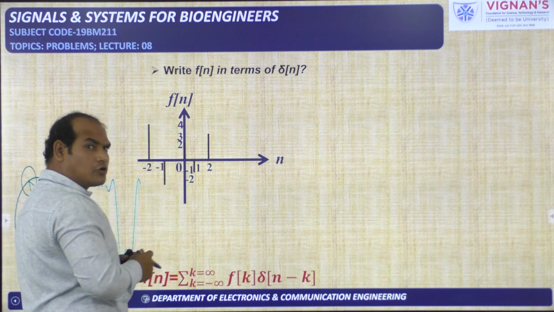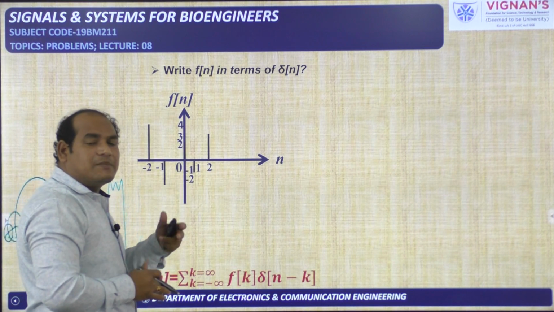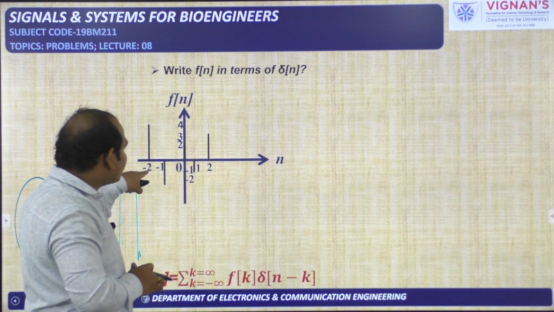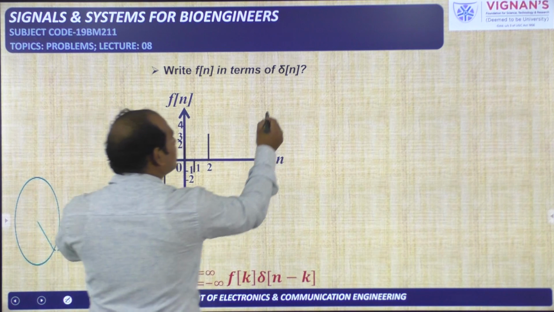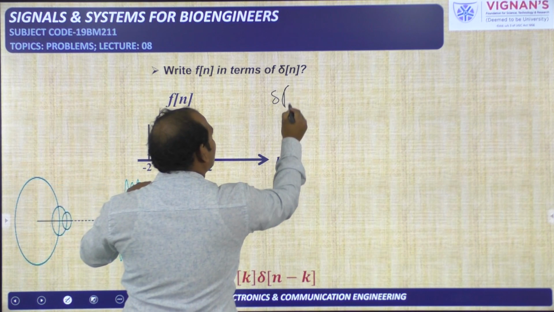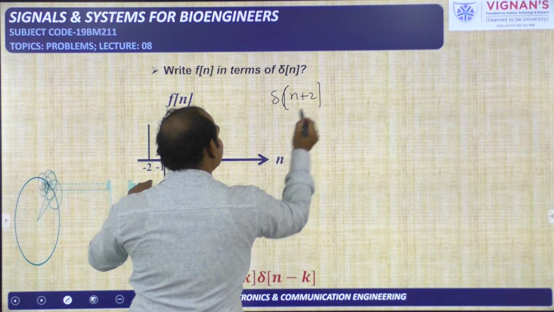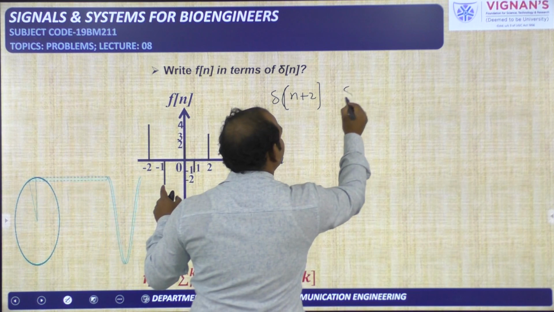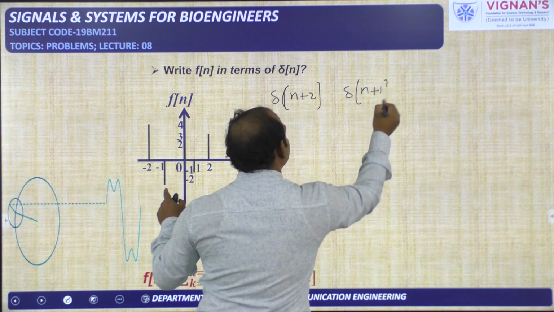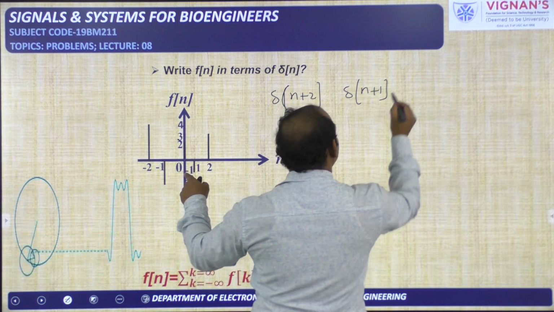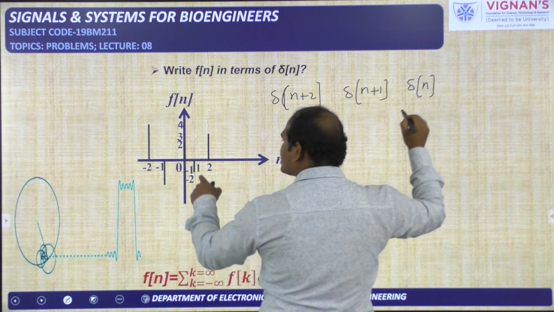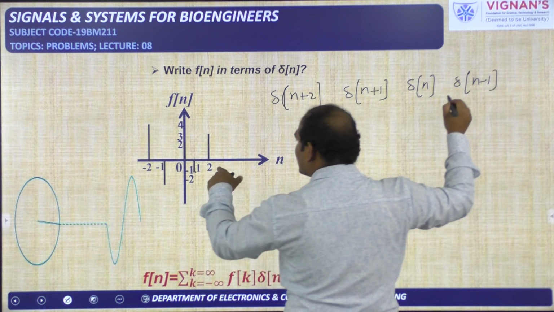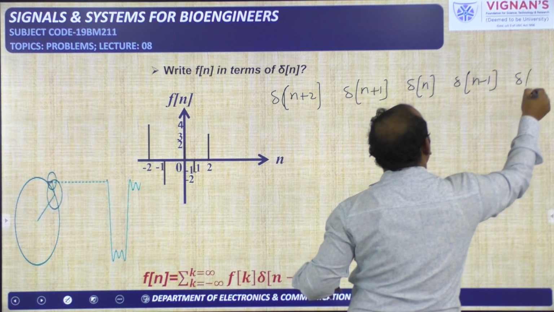So just now I have told that any sample can be represented with a modified form of the del of n. This sample is available at n is equal to minus 2, so this sample can be represented with del of n plus 2, because it is an advanced version, so plus 2 I have to take. Another sample is available at n is equal to minus 1, so del of n plus 1. This sample is available at n is equal to 0, so del of n. Next, this sample is available at n is equal to 1, so del of n minus 1. This is available at n is equal to 2, so del of n minus 2.